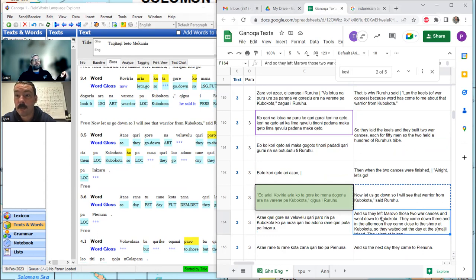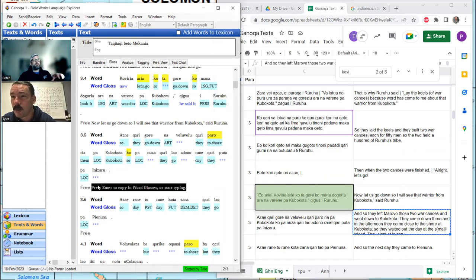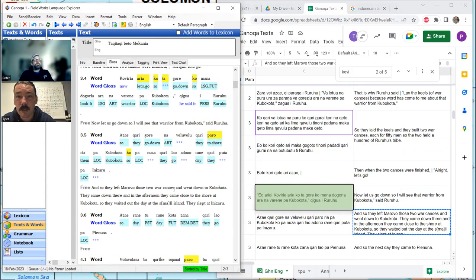So they left Velu Velu. Yeah, that's that one. They left Marovo, those two war canoes. That seems out of place. It's also really long, the English is. But it's like a sentence got left out of the original. Yeah, it does seem like we're missing a sentence. They came down there, and in the afternoon, they came close to the shore at Kubokota. So they waited out the day at the small island and slept at Inisaru. Pretty good. Yeah, we're missing a bit. And so they left Marovo, those two war canoes, and went down to Kubokota. But I think it may be clear to them that the Ruruhu guys are from Marovo, which I didn't understand till now. So I'm thankful they did.